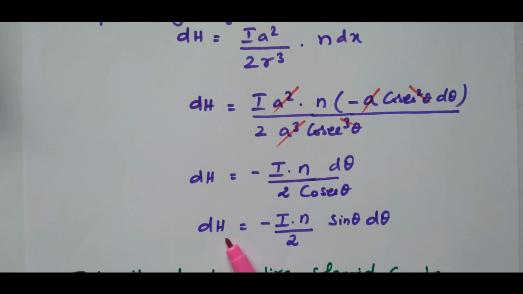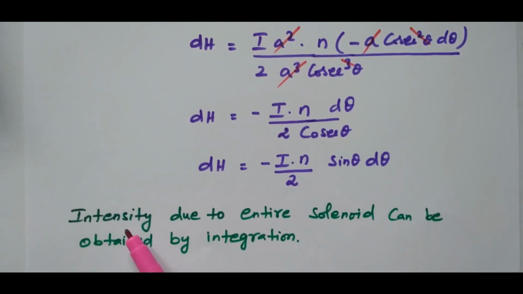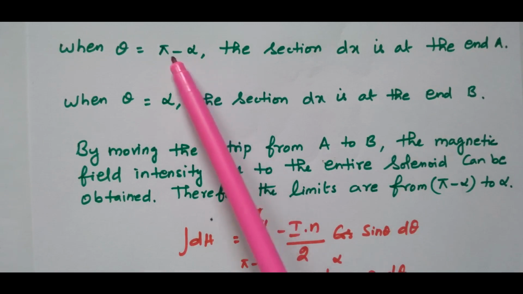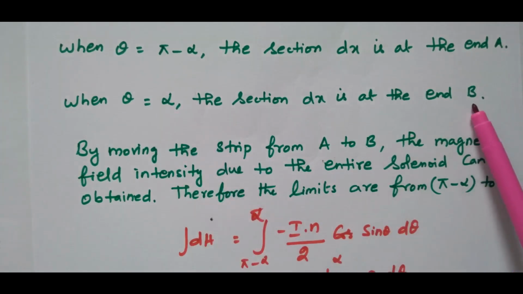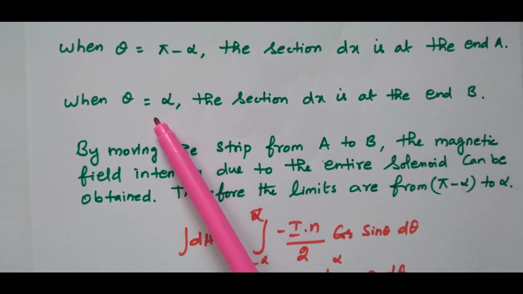So by integrating, we will get the total magnetic field intensity. The intensity due to the entire solenoid can be obtained by integration. Now we'll see the integration. What is the limit for the integration? When the length of the solenoid is AB, at the end A the angle is pi minus alpha. So this is one limit. At the end B the angle is alpha. This is another limit.